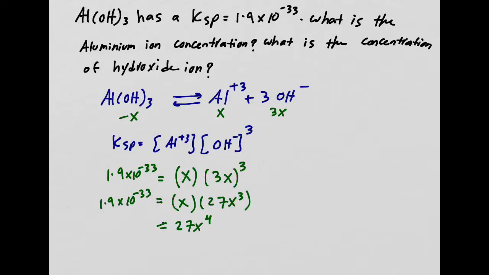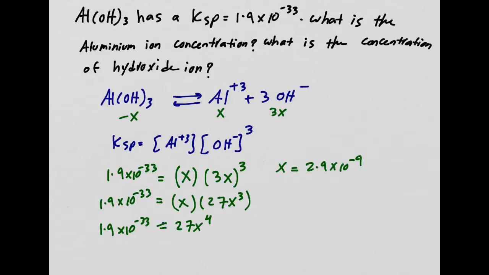Again, what I'm more worried about right now is you guys getting the math down, because the rest, I think you got it down. So what is X going to be? X is going to be 2.9 times 10 to the minus 9. And remember, this is my molar solubility, which is how much of the aluminum hydroxide has dissolved. But it asks me for the concentration of the aluminum ion and hydroxide ion.